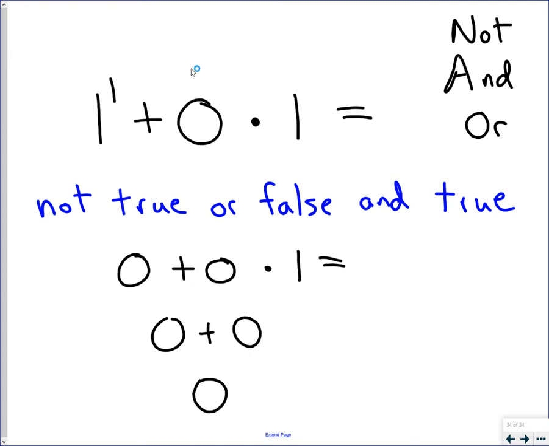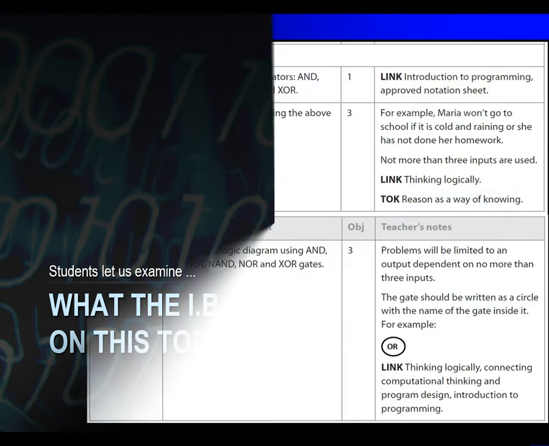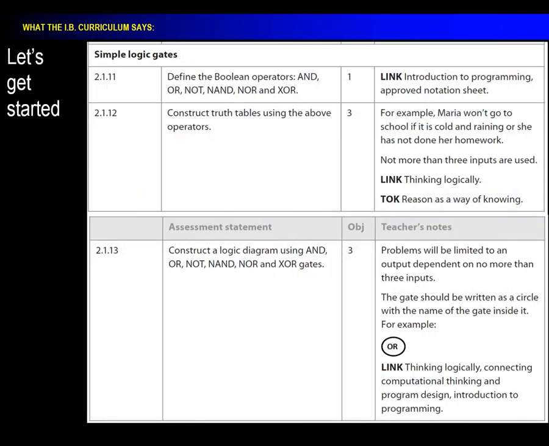Okay, let's take a look at what the IB actually says you need to learn for this before we get into that. What the IB says you need to learn is define the Boolean operators and, or, not. A couple new ones coming. NAND, NOR, and my favorite, XOR, or the cool kids call it XOR. Okay? We're going to learn those in a minute. We'll get to those. Okay? So and, or, not, NAND, NOR, XOR. By the way, NAND, NOR, XOR, fun to say, but also are variations on the first three. Okay? Construct truth tables using the above operators.